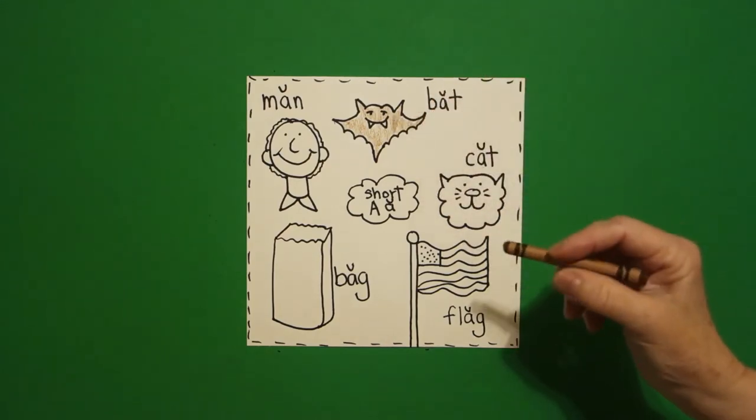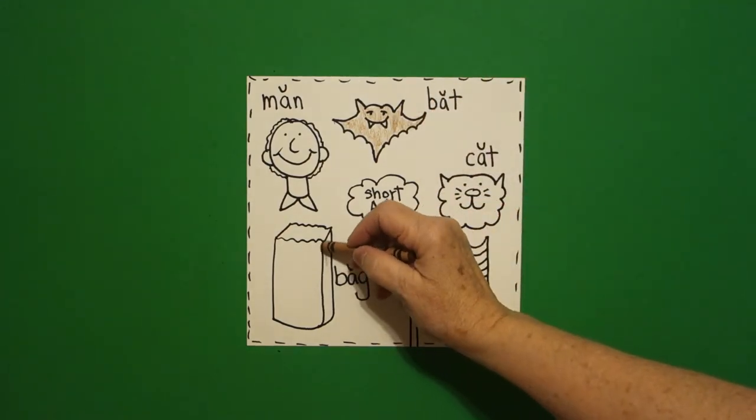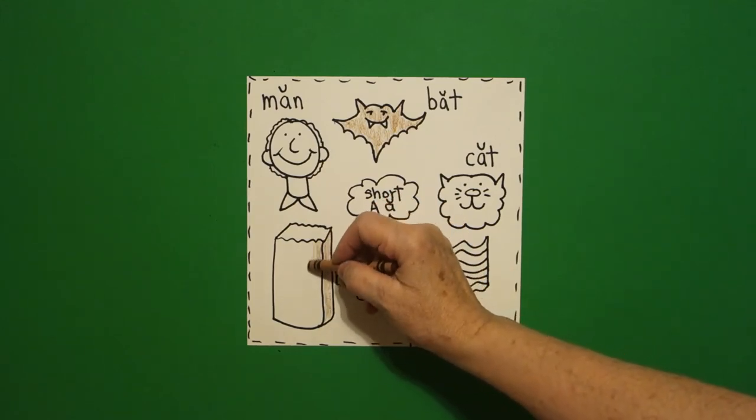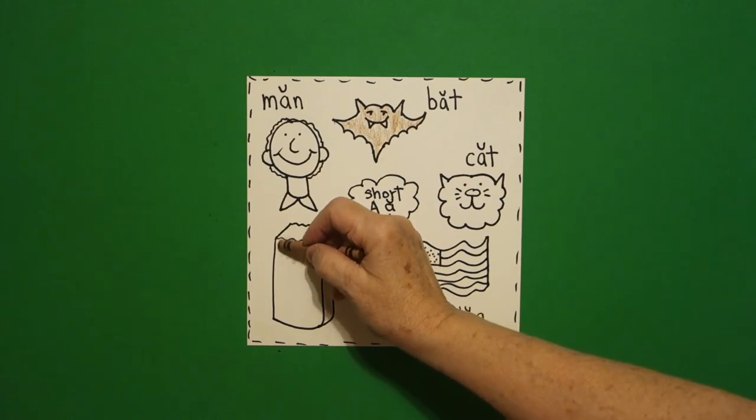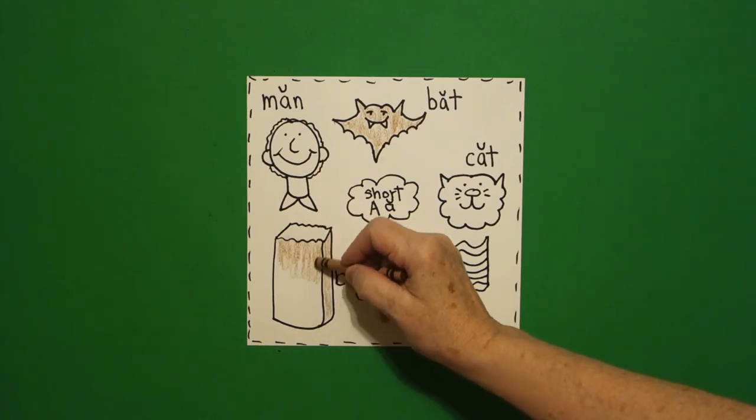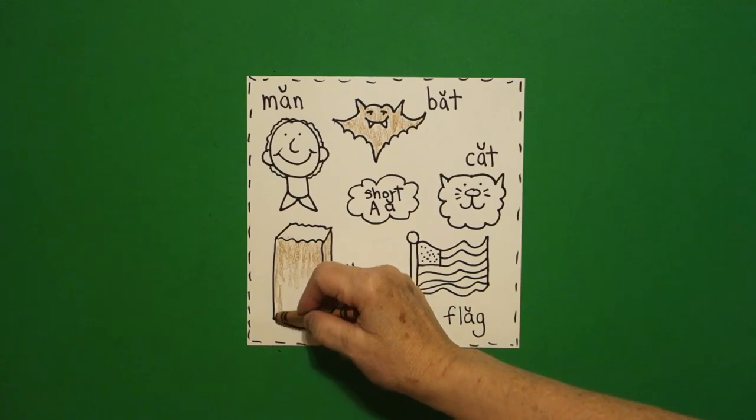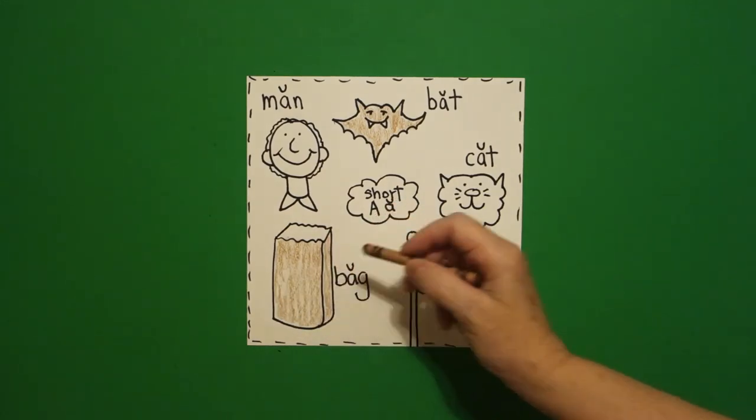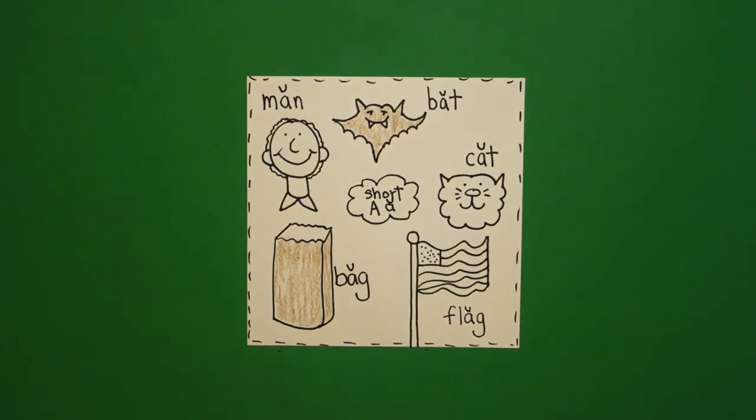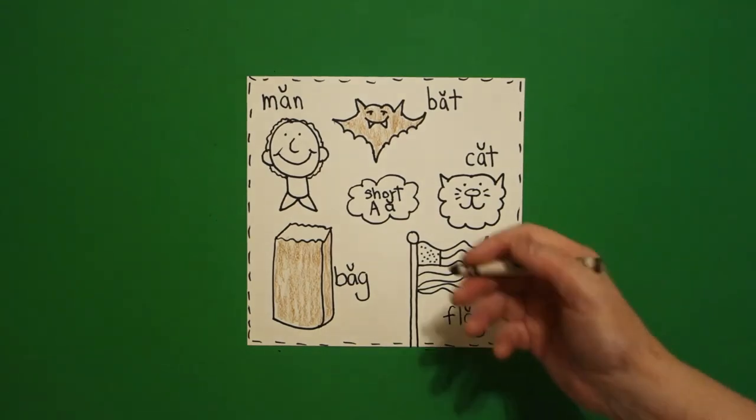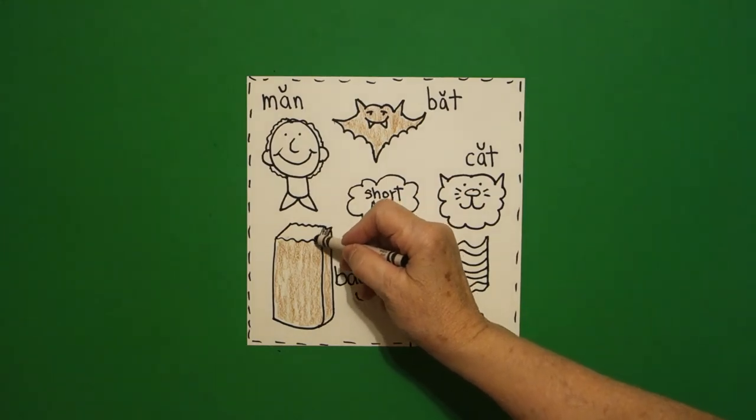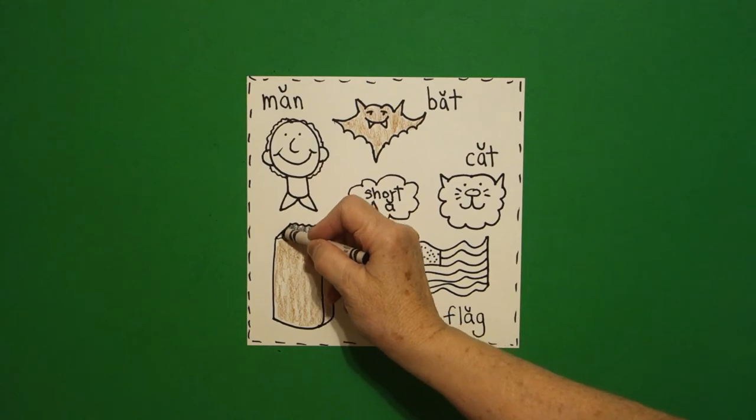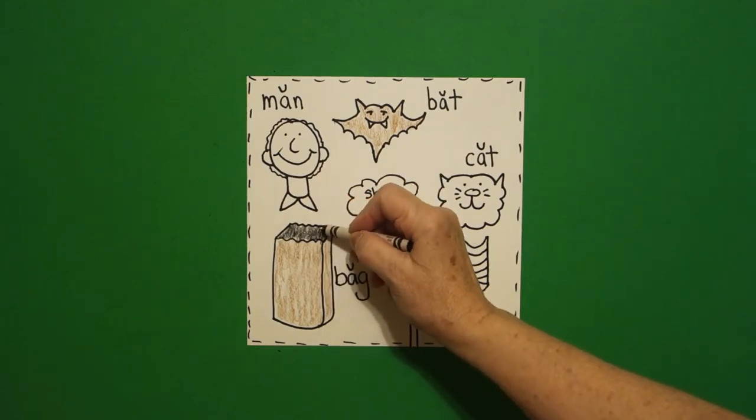Okay, and I'm going to come all the way over here, and I'm going to color my bag brown because this is supposed to be a paper bag. So I'm going to color the front face of my bag brown, and I'm going to color the side part brown because that's the part you can see. But because I want it to look like my bag is open and you could go inside of it, I'm going to color the inside top part black to look as if it were open.